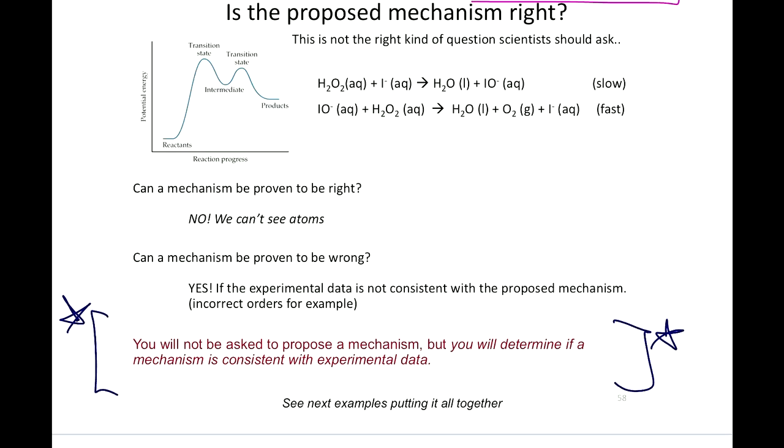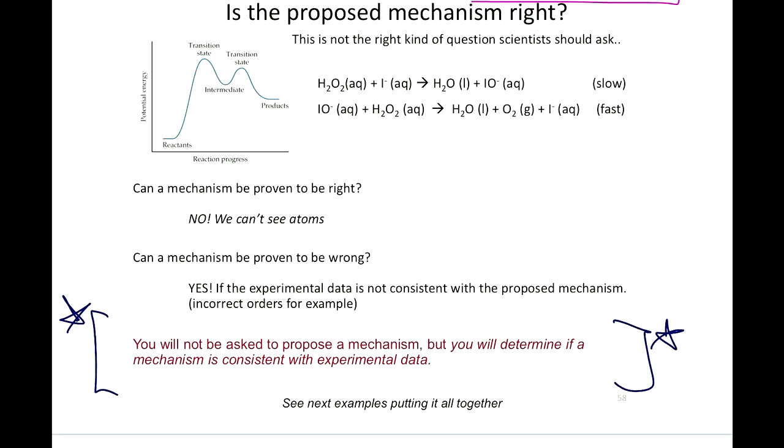So often what we'll do is show you a mechanism and ask you, is this mechanism consistent with the data from, let's say, the method of initial rates? Or is this mechanism consistent with, what's the other one? The graphical method using the integrated rate laws. And we ask, do they match? Even if they match, it doesn't mean that the mechanism is right. It just means that the data is consistent with one another.